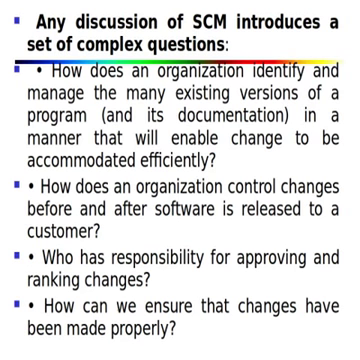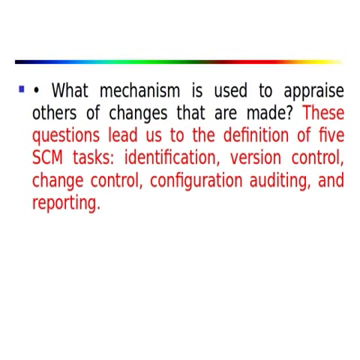How does an organization control changes before and after software is released to a customer? Who has the responsibility for approving and ranking changes? How can we ensure that changes have been made properly? What mechanism is used to apprise others of changes that are made? These questions lead us to the definition of 5 SCM tasks: identification, version control, change control, configuration auditing, and reporting.